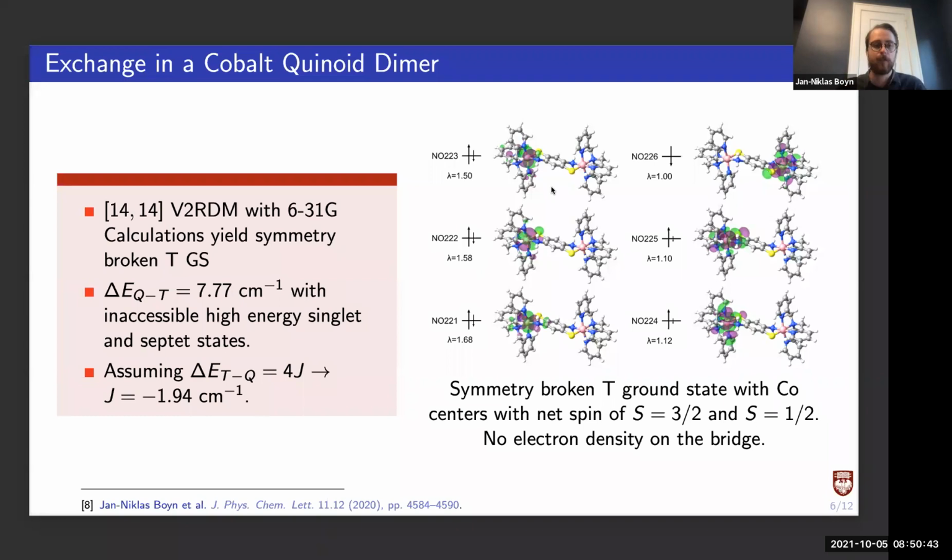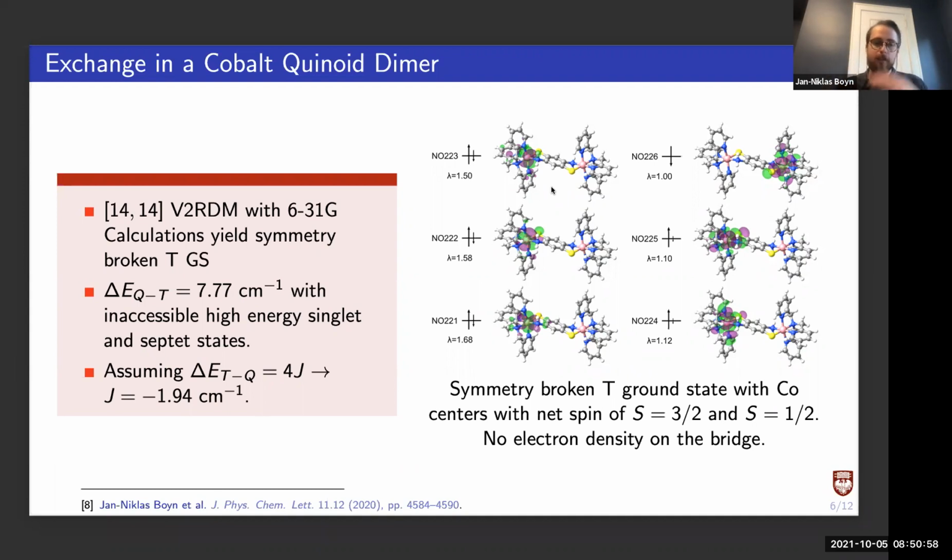Now we ran the entire spin manifold. And what we basically get is that we have a triplet ground state with a very, very low lying quintet state at 7.77 wave numbers. And we have high energy singlet and septet states, which are inaccessible. So this compound is not actually a singlet ground state.